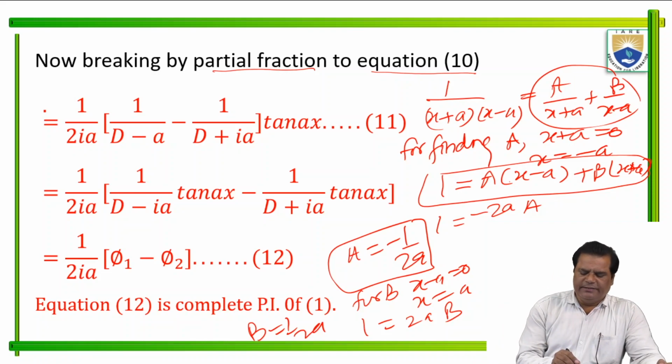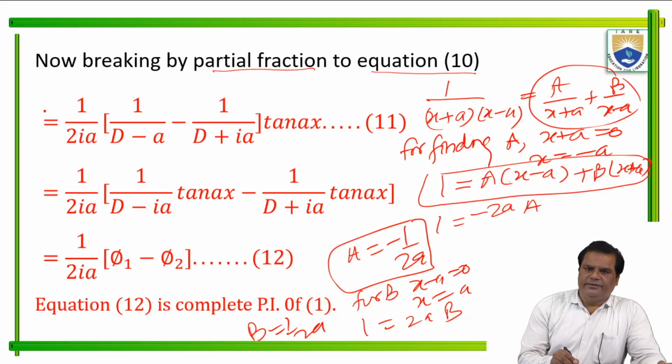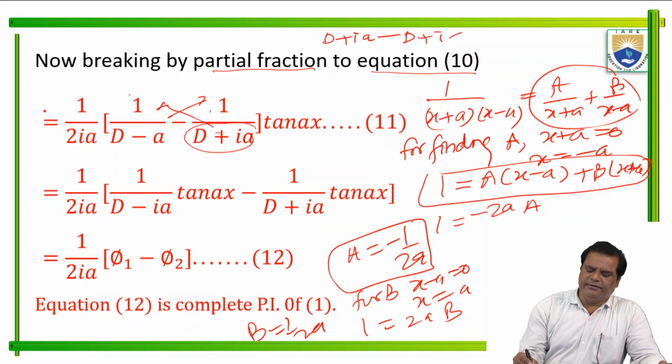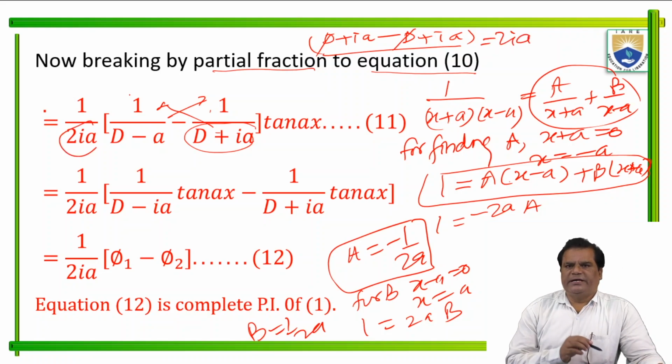So we write the same result and apply it directly. So here D minus ia, D plus ia. After taking the LCM, this goes to this side, D plus ia, and this goes to this side. So here is minus (D plus ia), and it is multiplied to this. So this D is cancelled. So this is 2ia, and divide by 2ia here. So this is the partial fraction here.